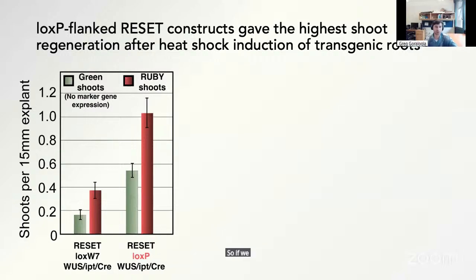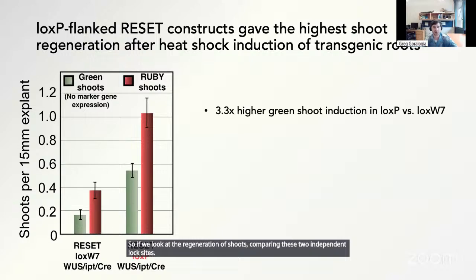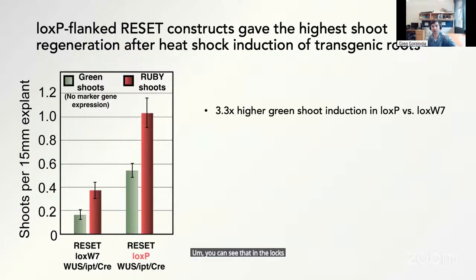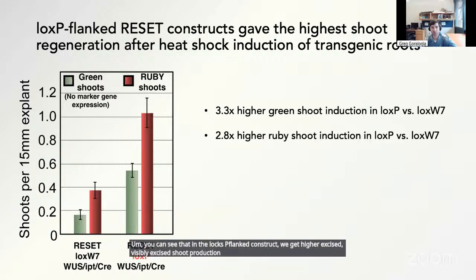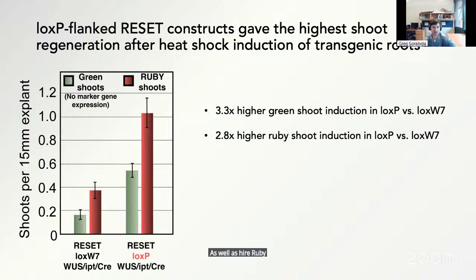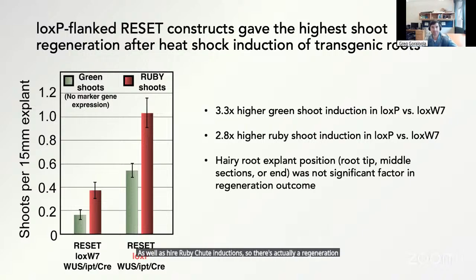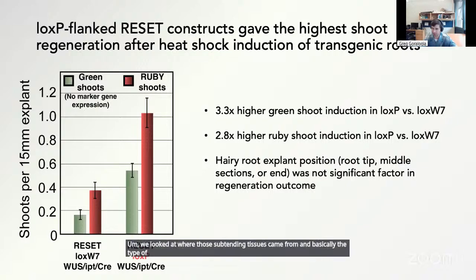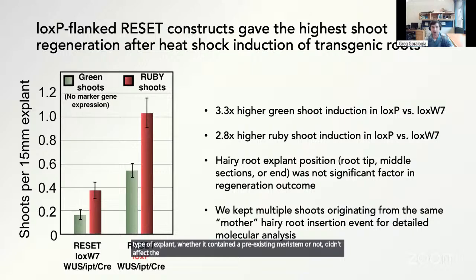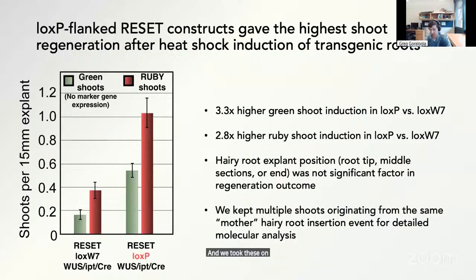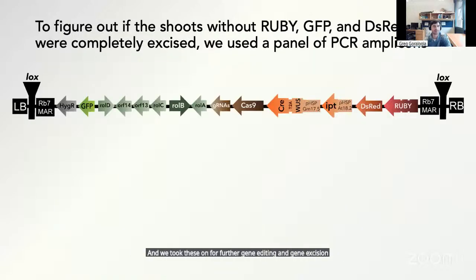So if we look at the regeneration of shoots, comparing these two independent lox sites, you can see that in the loxP flanked construct, we get higher excised, visibly excised shoot production, as well as higher ruby shoot induction. So there's actually a regeneration effect there. We looked at where those subtending tissues came from, and basically the type of explant, whether it contained a pre-existing meristem or not, didn't affect the regeneration outcome. And we took these on for further gene editing and gene excision analysis.